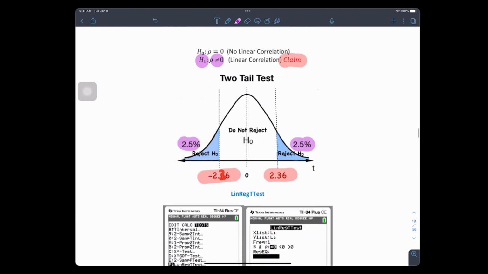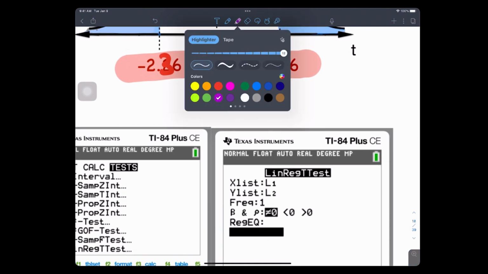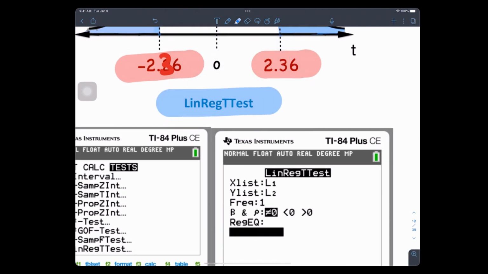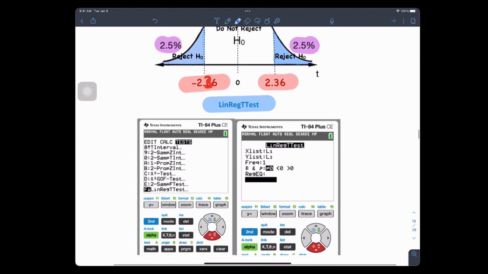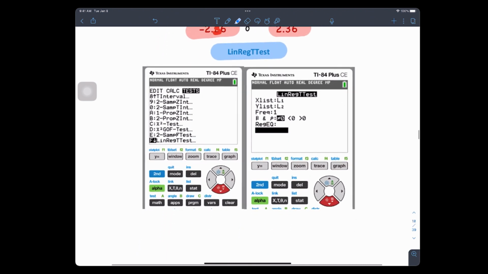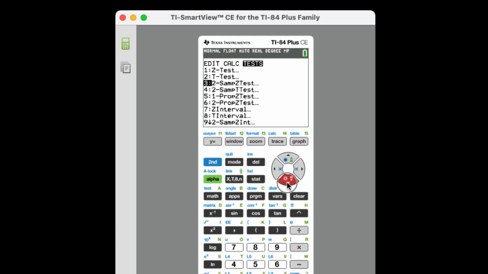Now you say, what do I do with this information, Mr. Judge? You're going to go to what? Linear regression t-test. This is how you do it in your calculator: stat, test, linear regression t-test.